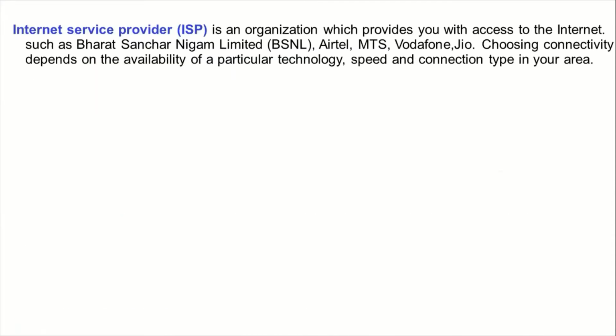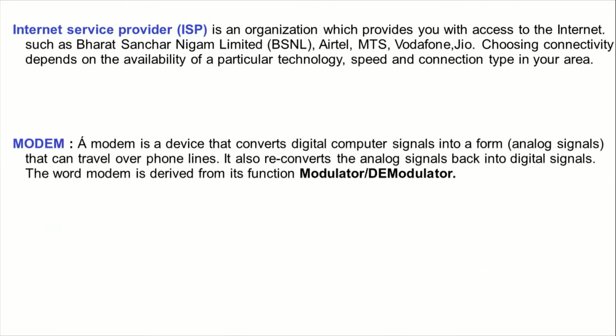Internet service providers are those organizations which provide you with internet access, such as BSNL, Bharat Sanchar Nigam Limited, Airtel, MTNL, Vodafone, Jio. You can choose connectivity depending upon the availability of a particular technology. There are different technologies, 4G, 5G. What kind of technology you want, what kind of speed, what kind of connection type, data download, what all type of connectivity you want, you can take from these ISPs.